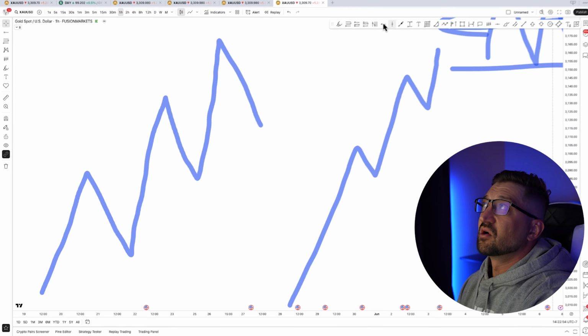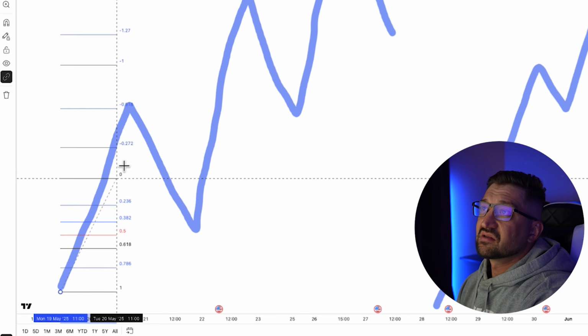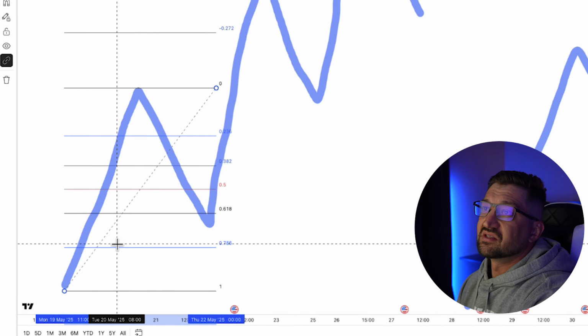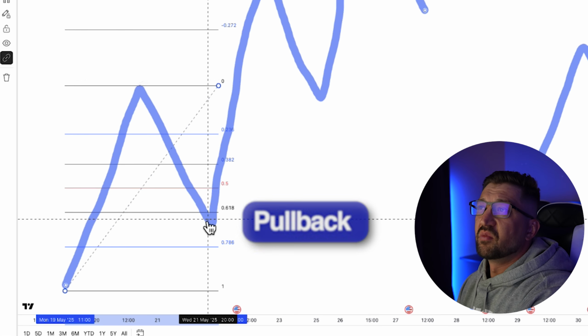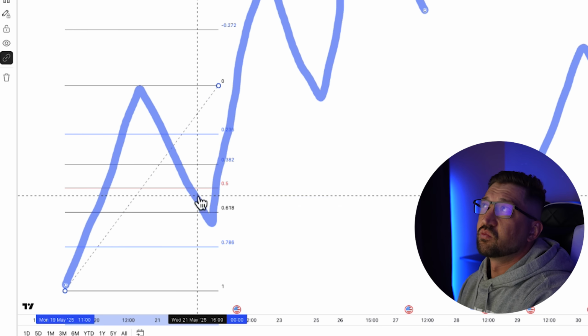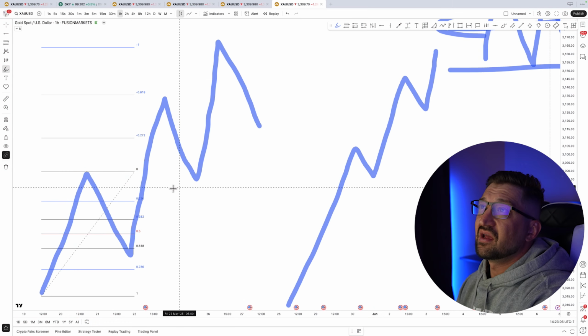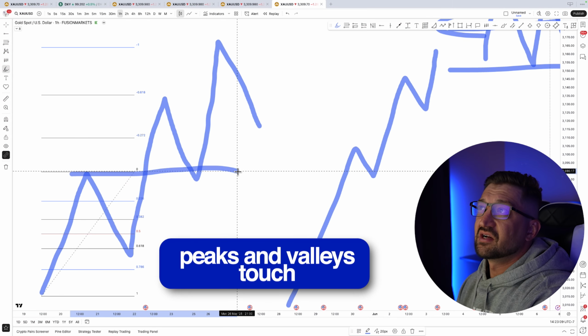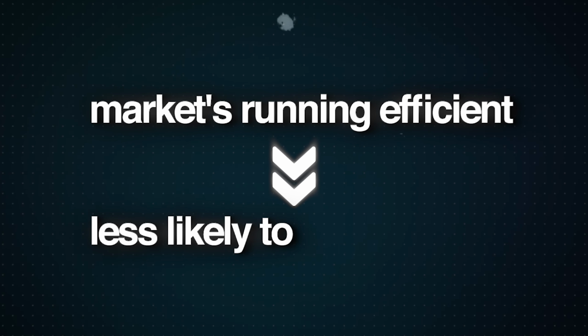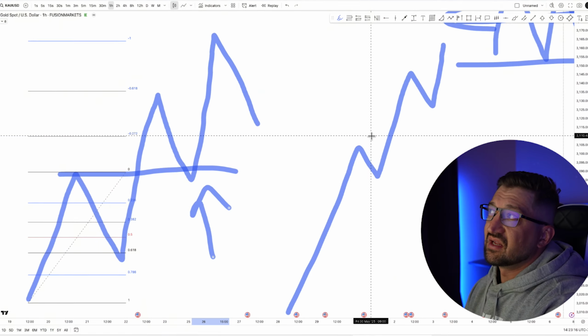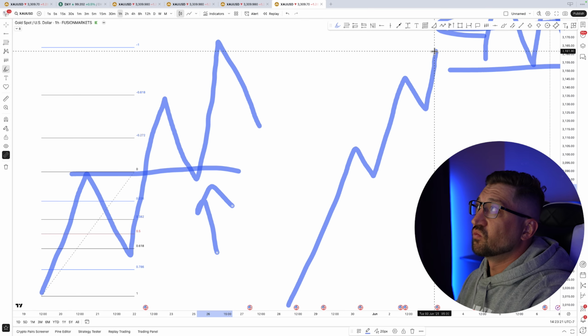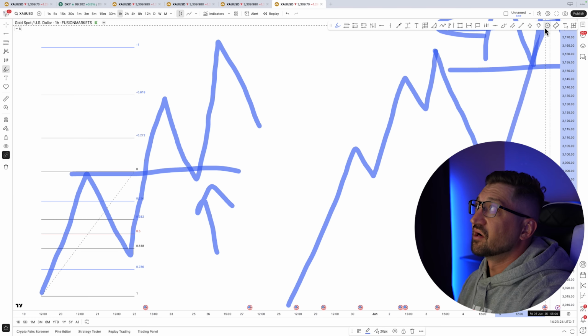So how can the market gain efficiency? There are two ways. One, if this is the bottom and this is the top, we pull back to at least the 50. So that's one way of gaining efficiency. The other way is if the peaks and valleys touch, that's an efficient market. If the market's running efficient, it's less likely to pull back. If the market is running inefficient, it's more likely to pull back, and where you get something like this, and then the market continues.